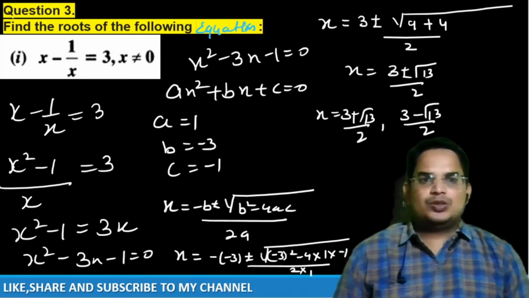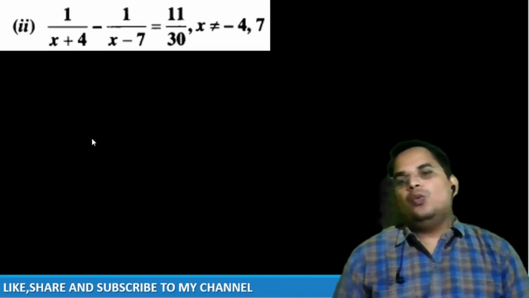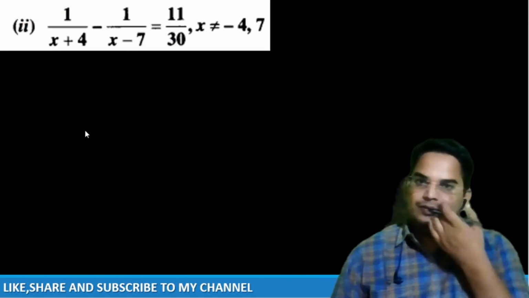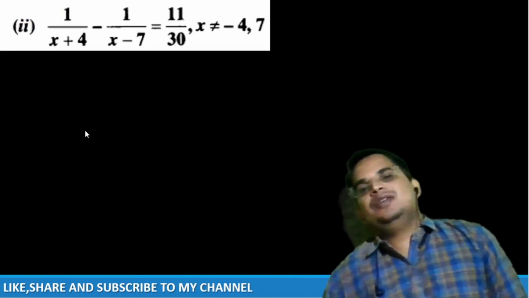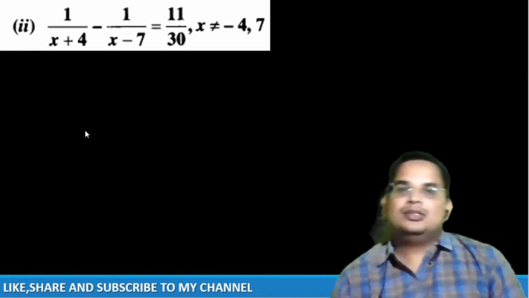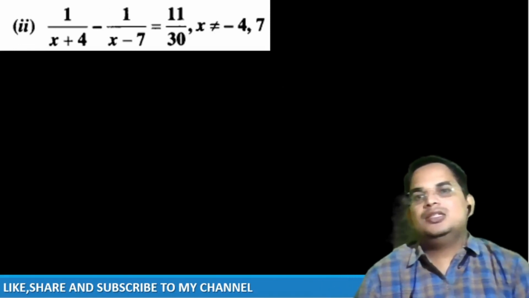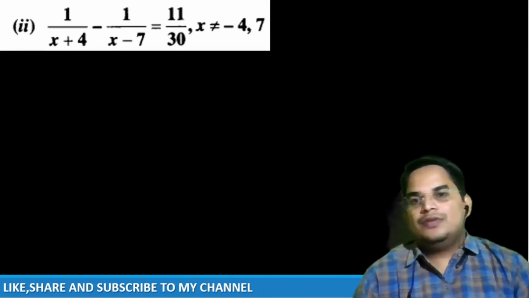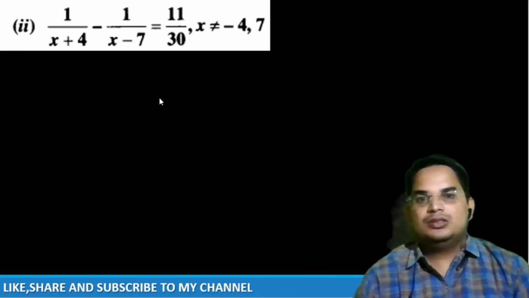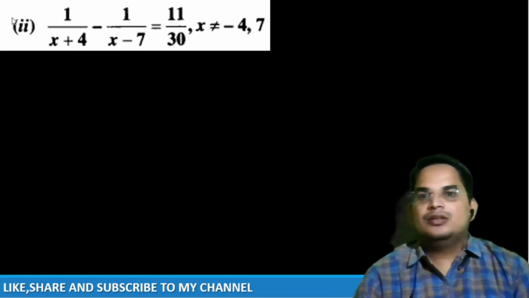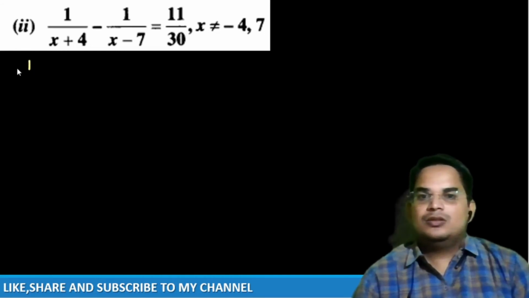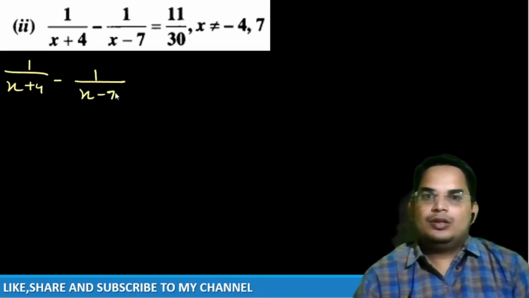Okay children, so now I am moving to the next part. Let's see what is the next question. Wow, amazing. What is given here? 1 upon x plus 4 minus 1 upon x minus 5 is equal to 11 upon 30. X does not equal minus 4 and 7. Okay fine, it is an easy question, not a difficult one. Just a second children, एक प्यारा सा कलर लेके आते हैं. Now fine. So let's see how to do this question. 1 upon x plus 4 minus 1 upon x minus 7 is equal to 11 upon 30.